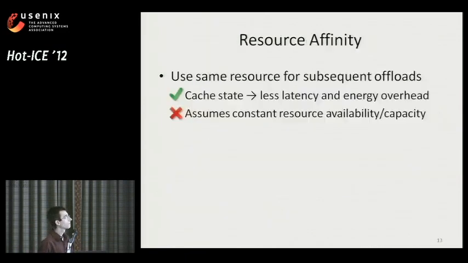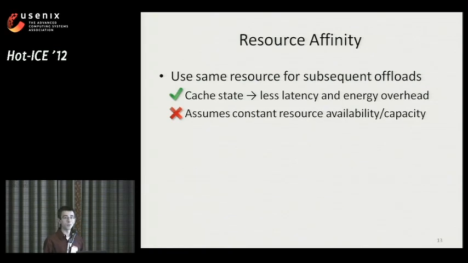The second thing that we also want to consider in assigning resources is affinity, or whether or not we should use the same resource for subsequent offloads of the same application from the same device. The benefit of this is that now we can cache execution state on the compute resource. So the next time that that application decides to offload, we have less execution state to transfer, which is going to cut down on our latency overhead and our energy overhead.